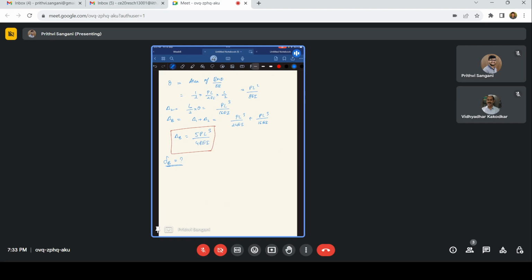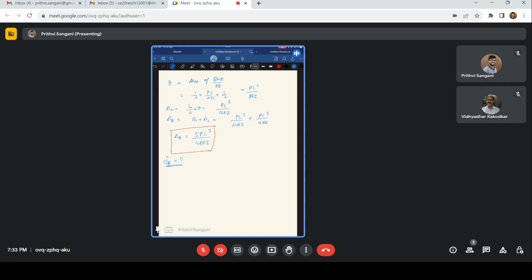What did we call this? A, B, and C. This is beam one, sorry, frame one, and this is frame two. Here I'll apply VC as my unknown force, and then I'll find out the compatibility equation.